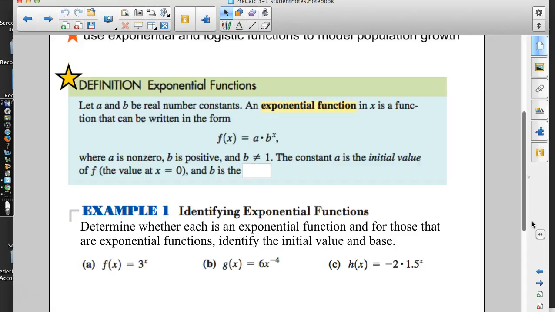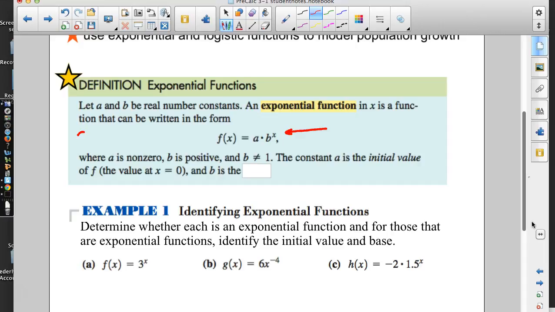And those are 2 very different things. The difference is the location of the variable. So when we look at this, it says f of x equals a times b to the x. I need everybody to notice the location of the variable. It is now the power. And when we work with unknown powers, that's generally when we have to use logarithms in order to solve. So there's a big difference between a power function and an exponential function.